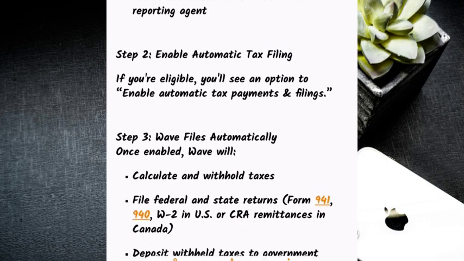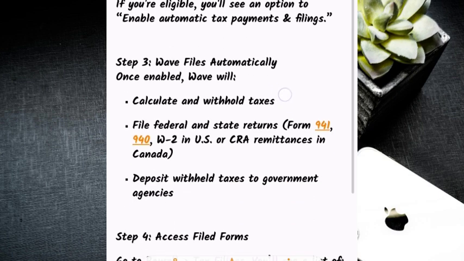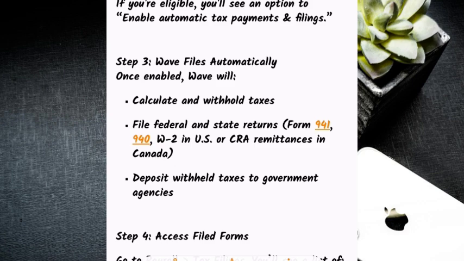Step 3, Wave files automatically once enabled. Once you've enabled this option, Wave will calculate and withhold taxes. It's also going to file federal and state returns. That's the Form 941, the Form 940s, the W-2s in the US, or the CRA remittance in Canada. Deposits withheld taxes to government agencies. Wave is also going to do that automatically.